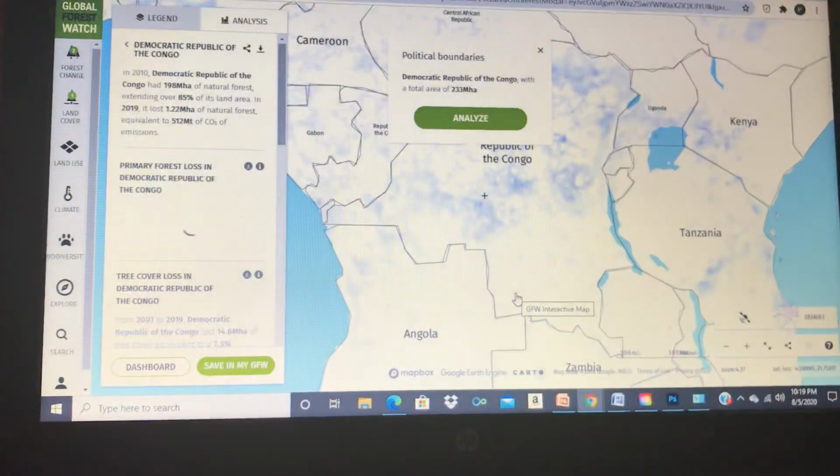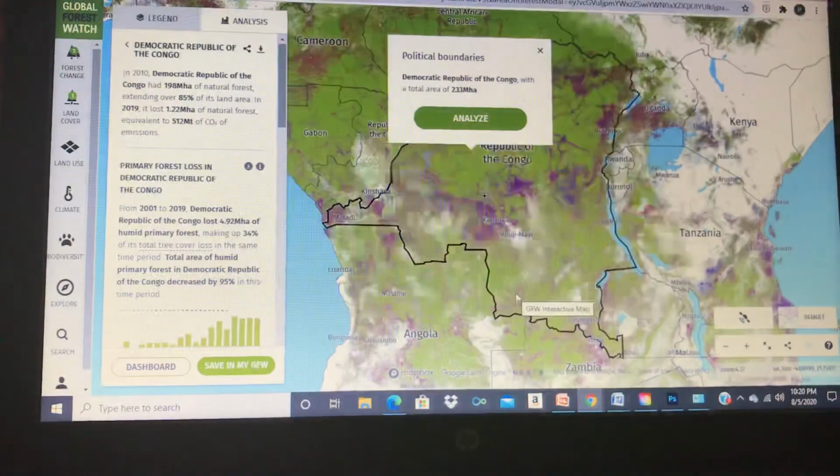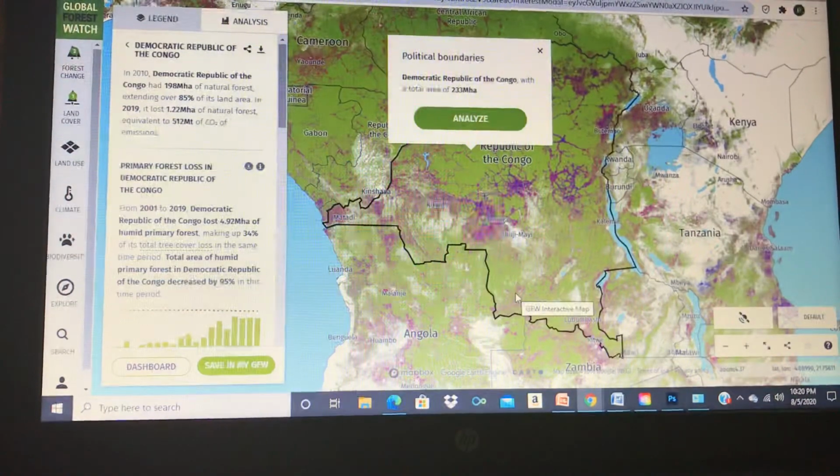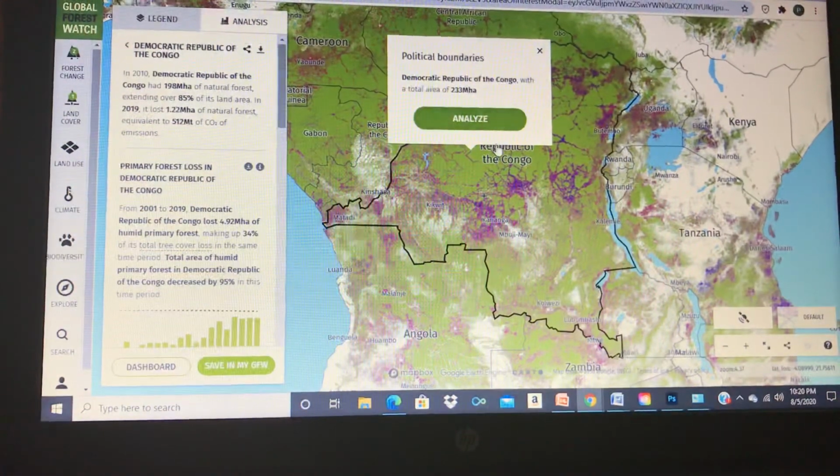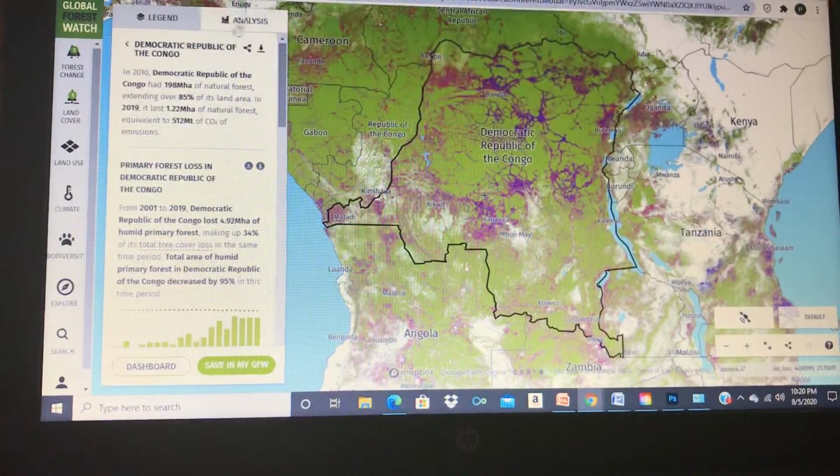All right, so it says right here, from 2001 to 2019, the Democratic Republic of Congo lost 4.92 of human primary forests, making up 34% of its total tree cover loss. So see, it's going to give you that information, and it's going to say the Democratic Republic of Congo had 198 MHA of natural forests extending over 85%. That was in 2010. And so let's see here. We can go ahead and we're going to close that out.